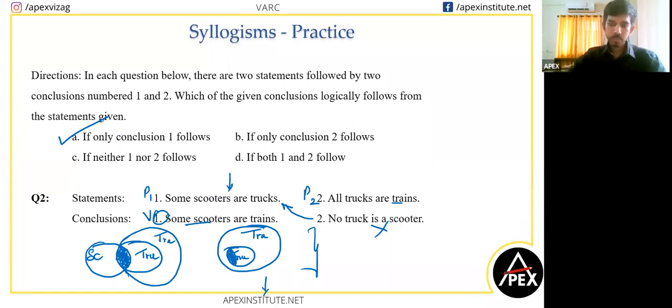Any doubts in this? Anyone who's not understood? Please ask if you would like me to solve again.